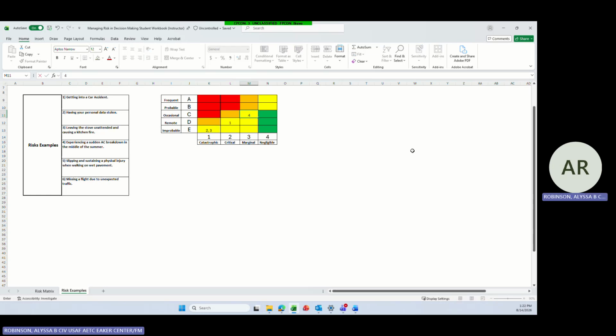5 is slipping and sustaining a physical injury when walking on wet pavement. I would say this is remote and critical. And then finally, missing a flight due to unexpected traffic. That is also remote, but I'd say that's a marginal problem, depending on what you're traveling for.